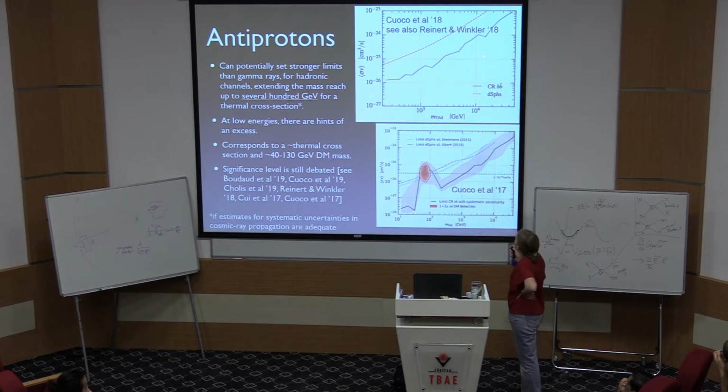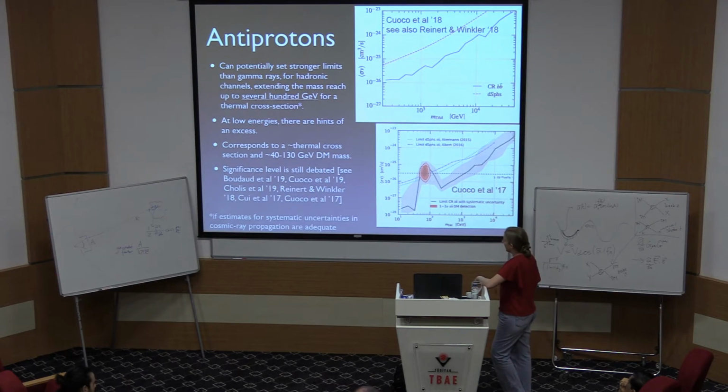So this is an example of the constraint that you get for dwarf spheroidals from the Fermi observation of dwarf galaxies for annihilation to b quarks. That's the red line. This is what we looked at earlier. You know, this scale is now 1 TeV. This is 10 TeV. The blue line is the constraint that you would get from looking at AMS antiprotons, modulo some estimate of the systematic uncertainties in the propagation.